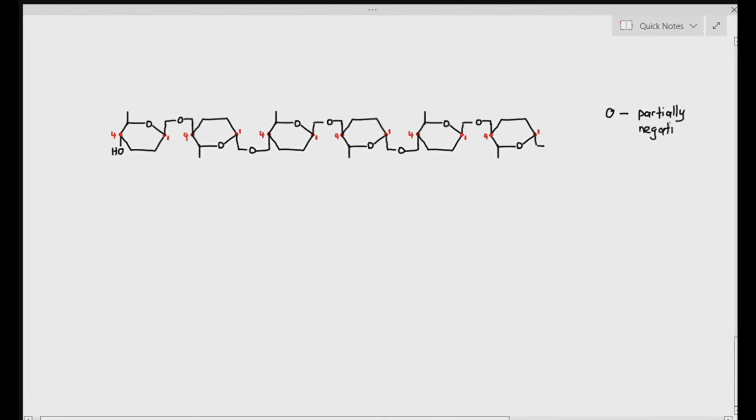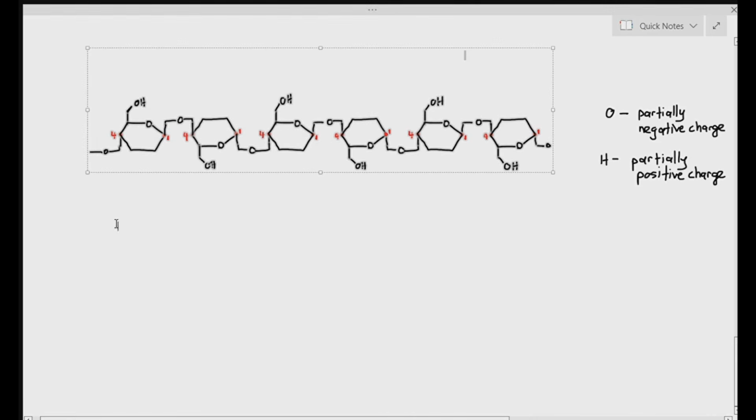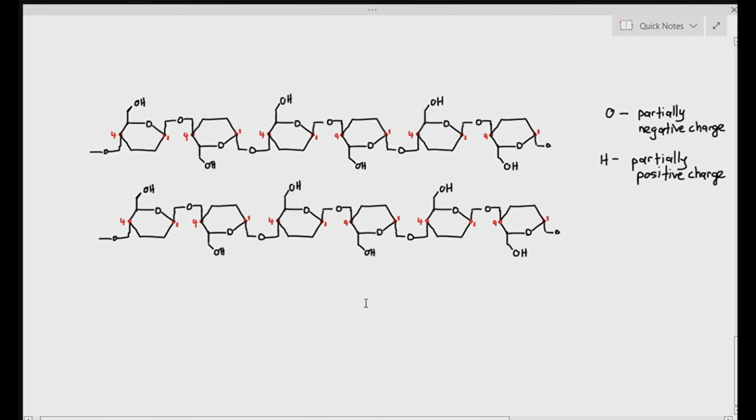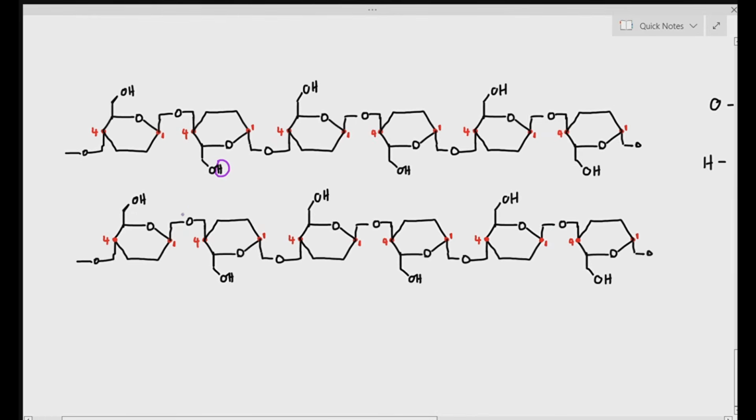Oxygen, what we just have to understand here is oxygen has a partially negative charge and hydrogen has a partially positive charge. We will talk about the reason why in the next video, hopefully. But for now, we just have to know oxygen has a slightly or partially negative charge and hydrogen is partially positive. And because they have this difference in charges, what I'm doing here is I have two cellulose molecules, one at the top and one at the bottom. Notice that I've circled the hydrogen at the top and the oxygen at the bottom line, and they can link together and form something known as hydrogen bonds.